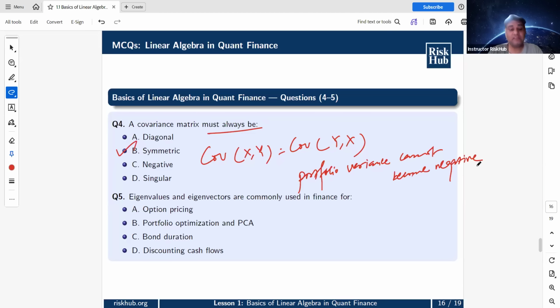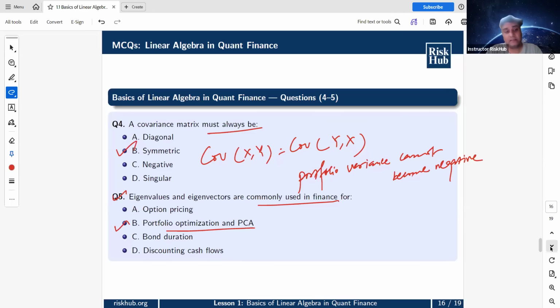Then we have eigenvalues and eigenvectors. Eigenvalues and eigenvectors are commonly used in finance for what? Portfolio optimization and PCA. This is foundational to advanced quant finance, with huge institutional use cases. Banks use PCA for FRTB, risk factor reduction, stress testing, yield curve shocks, VaR decomposition, and scenario analysis. And hedge funds use it for factor neutrality, identifying hidden exposure, seasonality, or dimensionality reduction, right? Which you need to know.